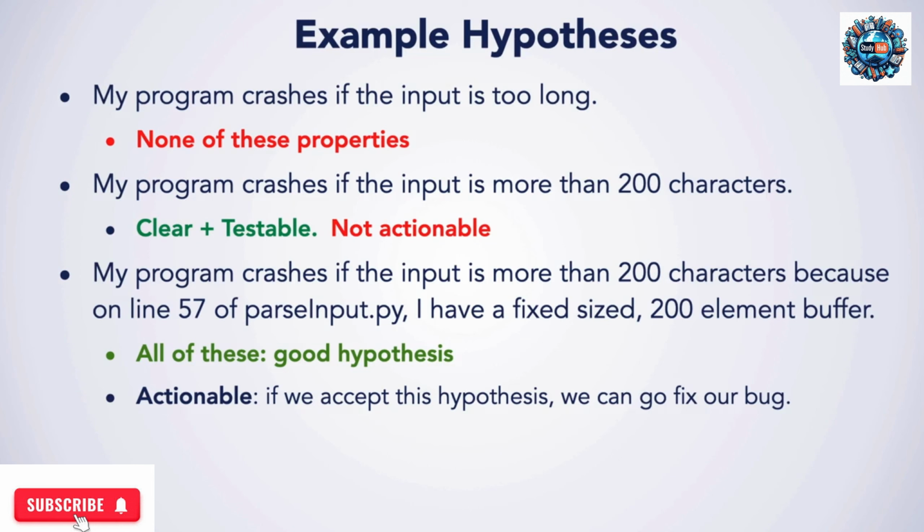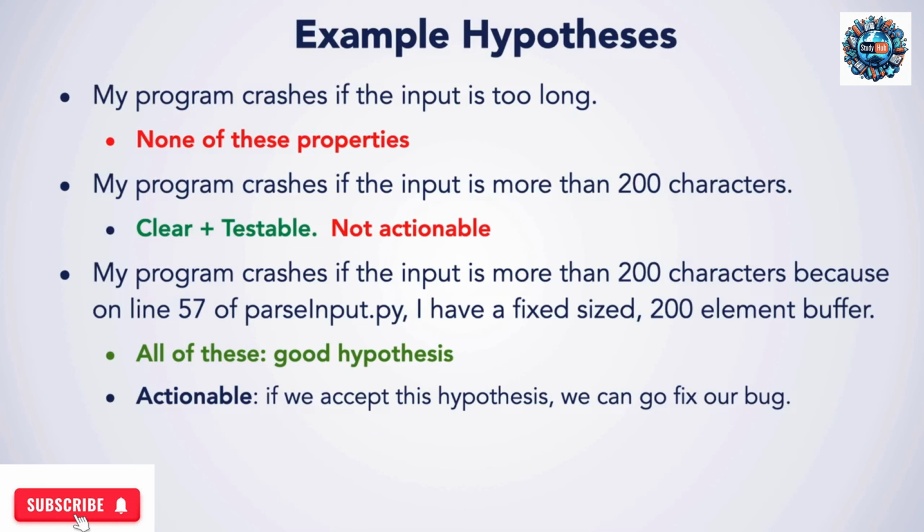If we go back and look at our three examples now, we will see that the first hypothesis does not meet any of these criteria. What exactly is long? Because this hypothesis is not clear, it is also not testable. If I run this on an input of 150 characters and the program's behavior is correct, do I reject the hypothesis or continue testing it? I have no idea when to reject the hypothesis because it is too vague to know exactly what it means.